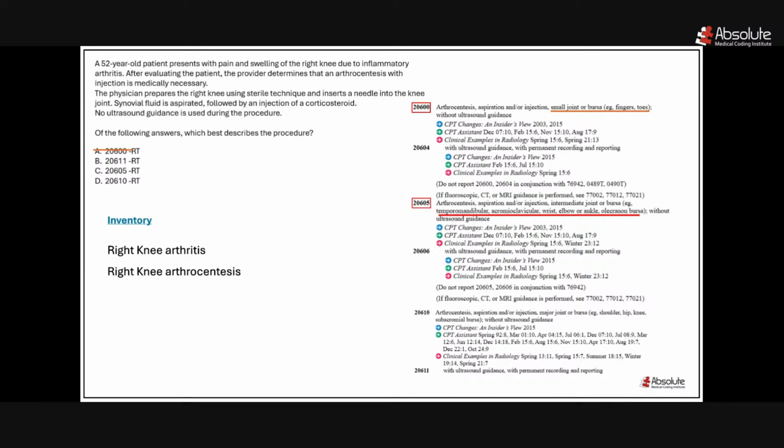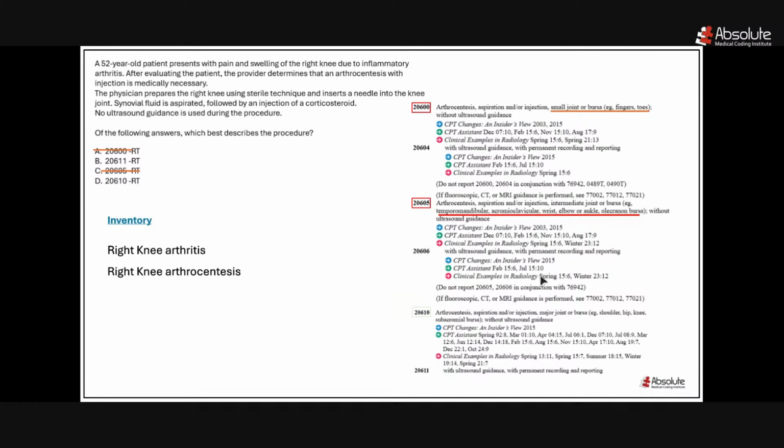Next, let's have a look at 20605. That is for an arthrocentesis procedure performed on an intermediate joint. Again, you don't have your knee in these examples. So that is also wrong. Knee doesn't fall under the intermediate joint category. And finally, we are left with option B and D. Option B is coding for 20611 and D is for 20610.